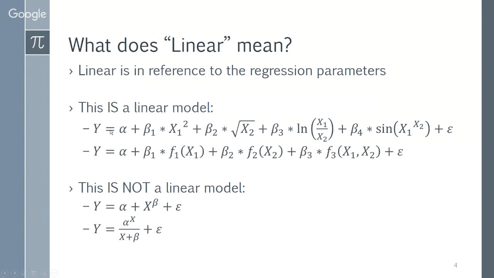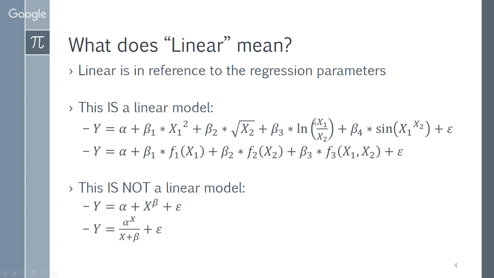So here's y equals, here's our m, m1, m2, m3, those are our betas, those are regression coefficients. And then here's our intercept. And then we always have an error term. So these are both linear models. And again, we've got transformations here: x1 squared, square root of x2, the natural log of the quotient of x1 by x2, and even the sine of x1 raised to the x2 power. That's all okay. And we can generalize this to be any function on our explanatory variables.